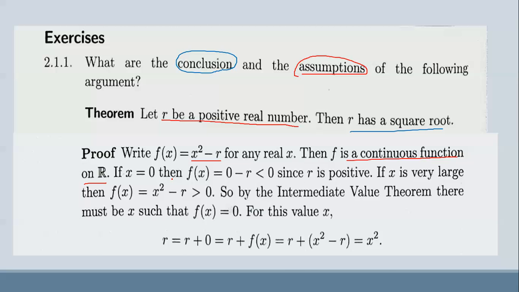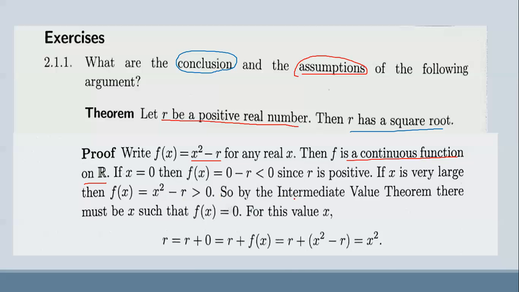And then let's see here, we have if x equals 0, then f of x equals 0 minus r less than 0, since r is positive. Now r is positive is an assumption, but that's an assumption we accounted for up here, right? And x equals 0 is not really an assumption because we're not really assuming that's true. We're saying if it were true, then this would be the case. And why is it the case? Because we assume that r is positive. If x is very large, then f of x equals x squared minus r is greater than 0. Again, that's the same thing we did with x equals 0. We're not saying x is very large. We're saying that if it is the case, then this is the case, right?